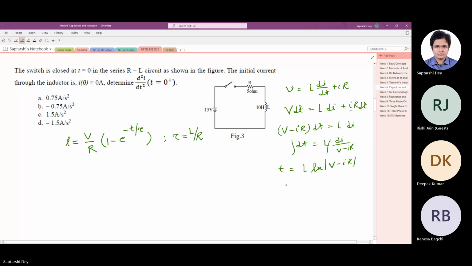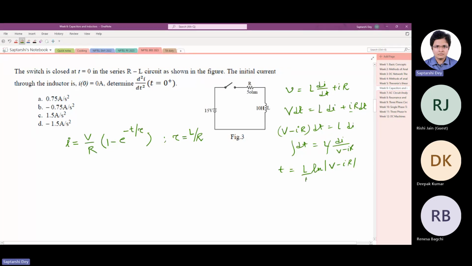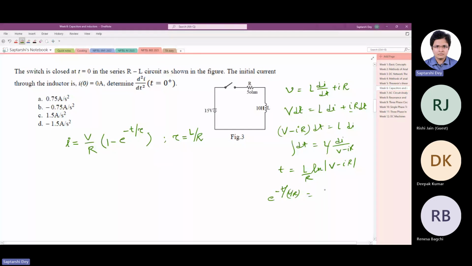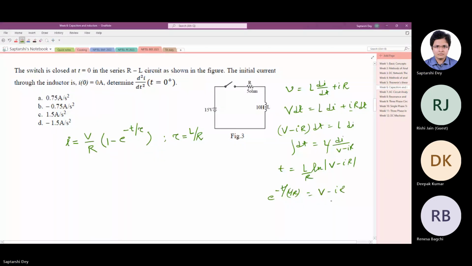There will be one R because it is an R with this. Now if we do this, you will get minus t by L by R. So take this side and take log. It is equal to V by V equals IR. Right? Now by rearranging, you will get this. Now there is one way I will tell you, by which you can not remember, but you can instantly write this.